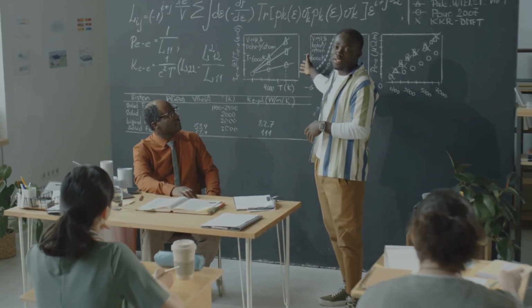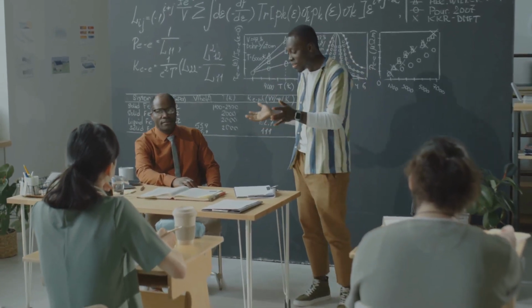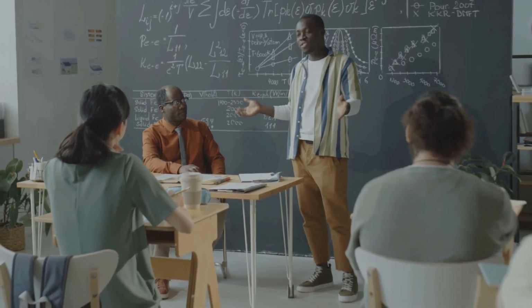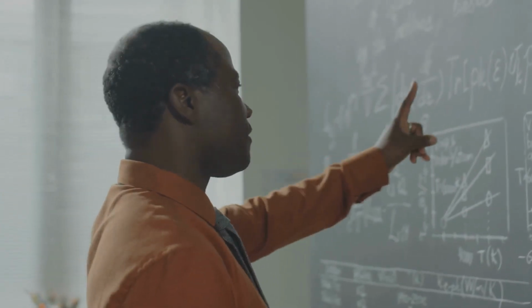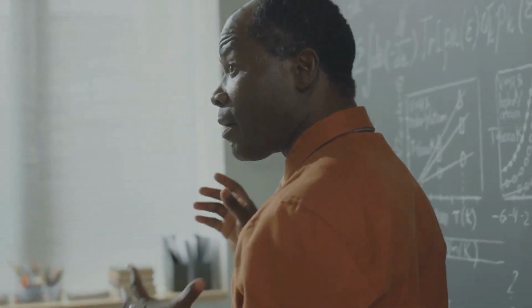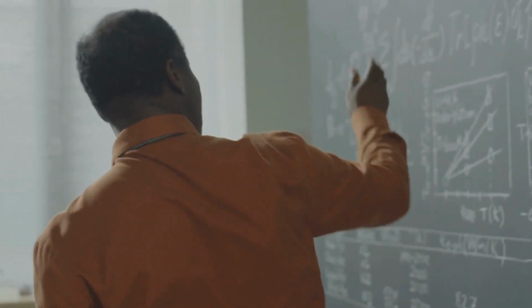Once the coefficients are identified, the next step involves using the quadratic formula. This formula, negative b plus or minus the square root of b squared minus 4 times a times c, all over 2 times a, may seem intimidating at first, but it's a powerful tool that can solve any quadratic equation.